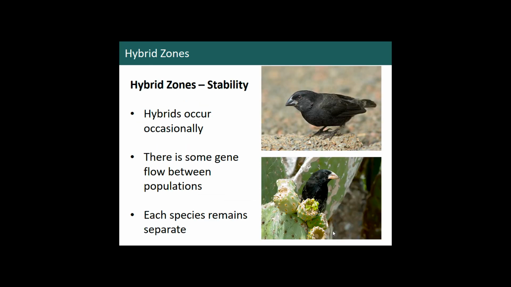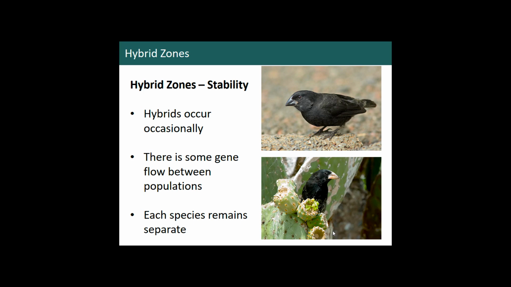All right. The third option is, oh, class is over. Let me just do this third option and we'll stop. The third option is what we call stability. And stability means that it's kind of like the no consequence option. Hybrids sometimes occur. They're not particularly poor quality. They're not particularly vigorous. Generally speaking, the species continue to get it right. There's a little bit of gene flow, but it's not so much that it starts to change either species.